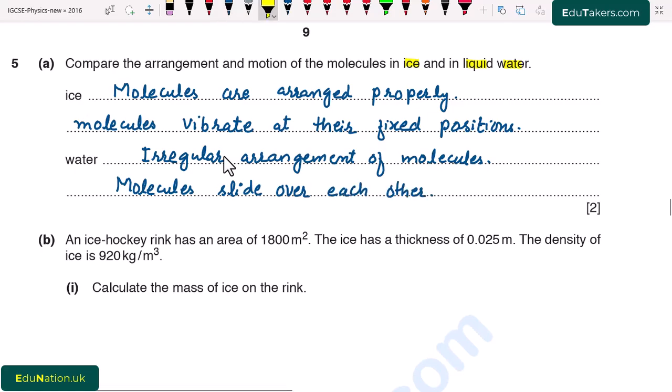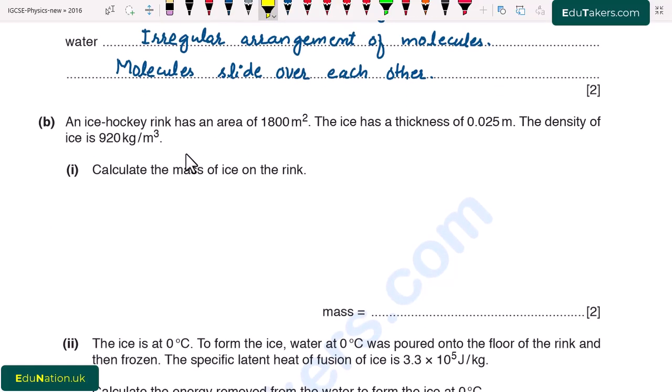Next, part B. An ice hockey rink has an area of 1800 meters square. The ice has a thickness of 0.025 meter. The density of ice is 920 kg per meter cube. Part 1. Calculate the mass of the ice on the rink. So here we have to find out the mass of the ice, where density, area and thickness is given.